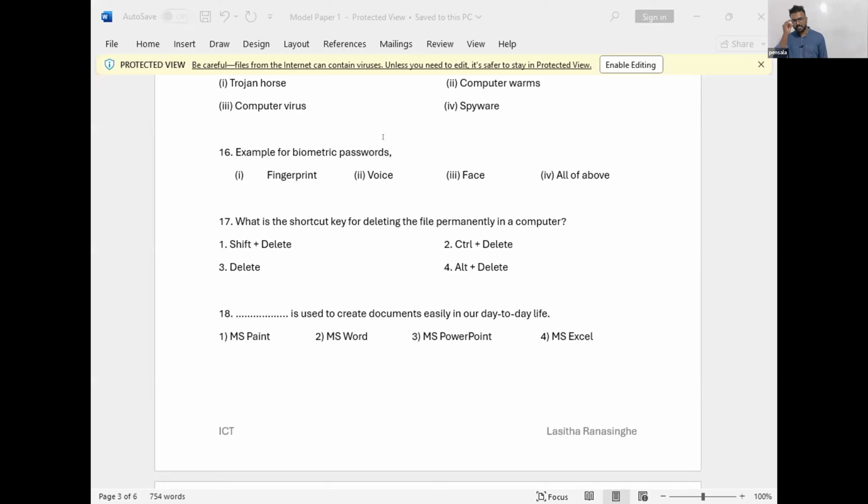So those are called biometric passwords. So what is the answer for the 16th one then? 16th one. Biometric passwords.